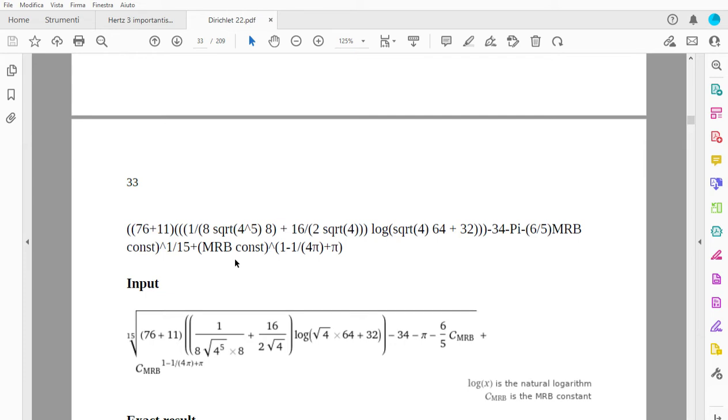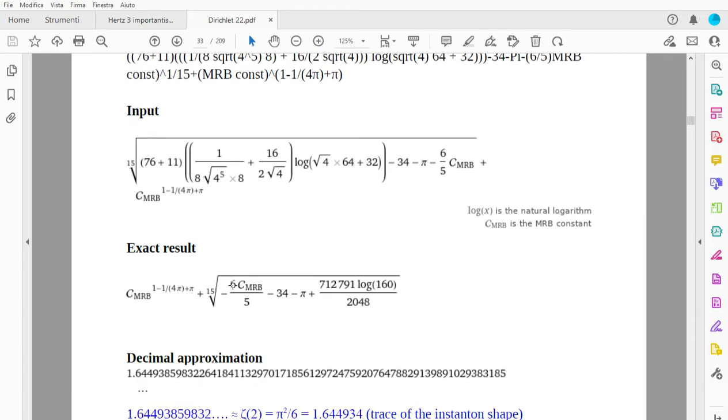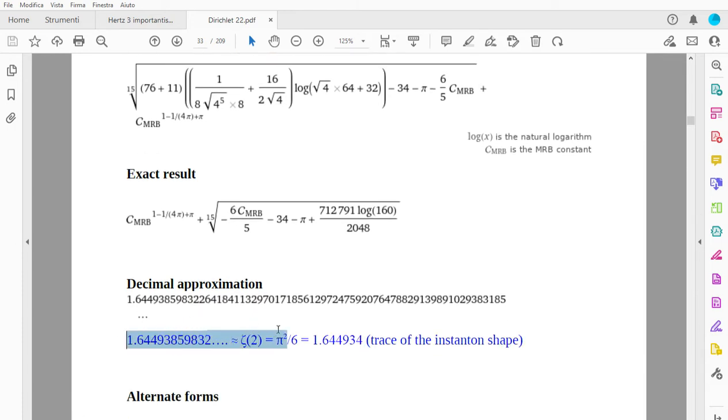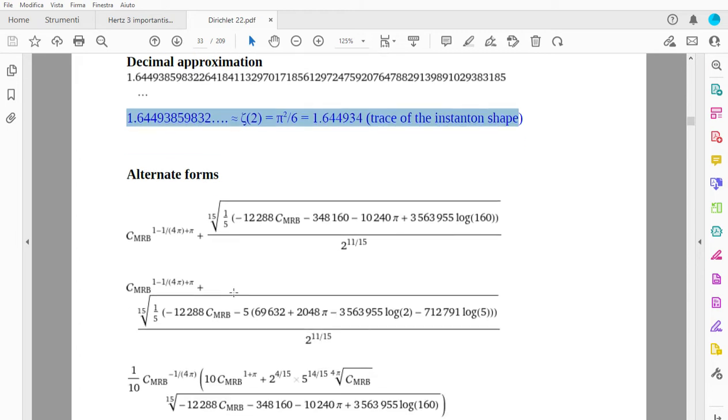Furthermore, performing this following calculation from the previous expression, we obtain this result, that is a value very near to the value of zeta 2, that is equal to pi squared divided by 6. Also here the alternate forms.